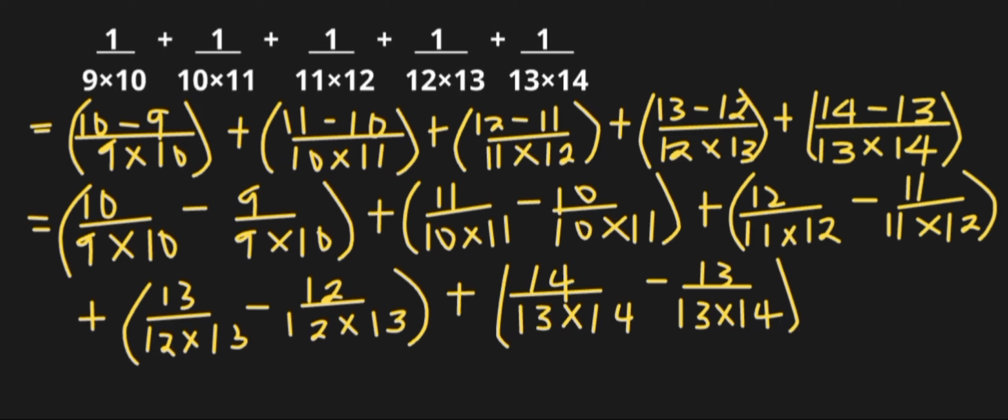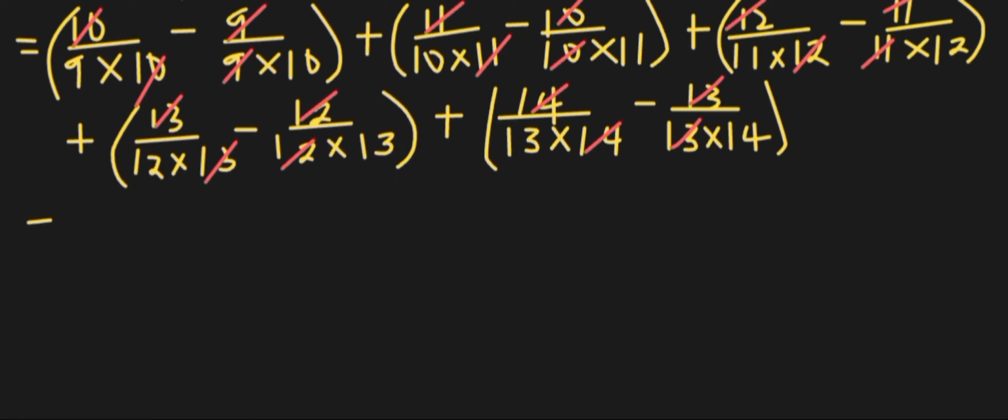Then looking closely, we see 10 can take out 10 here, 9 can take 9 out, 11 can take out 11, 10 taking out 10, 12 against 12 here, 11 taking out 11 here, 13 cancelling 13 out, 12 taking out 12, 14 taking out 14, and 13 taking out 13.